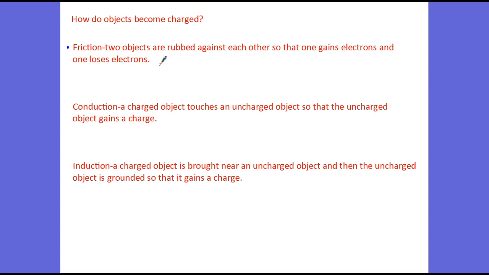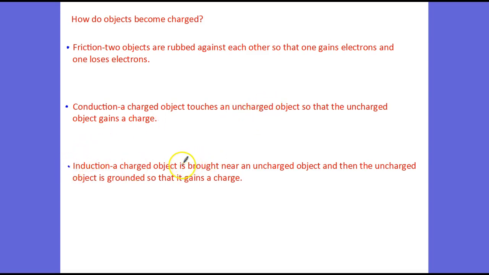You rub these two dissimilar materials together: the one that can give up electrons will, the one that can gain them will, and they become oppositely charged and stick together. Conduction happens when you have a charged object and you touch it to an uncharged object, and they share. Charge runs off of the charged object onto the uncharged object, and they both end up charged.